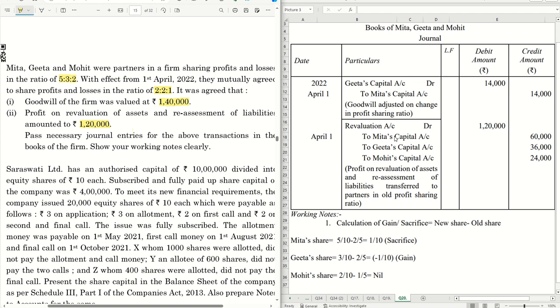That revaluation profit is distributed in the old ratio among the partners. So revaluation account debit 1,20,000 to Mita's capital account, to Geeta's capital account, to Mohit's capital account 60,000, 36,000, 24,000 के रेशियो में डिस्ट्रीब्यूट हो गया. So profit on revaluation and the reassessment of liabilities is transferred to the partners in the old PSR. ठीक है, ये जर्नल भी हो गया.